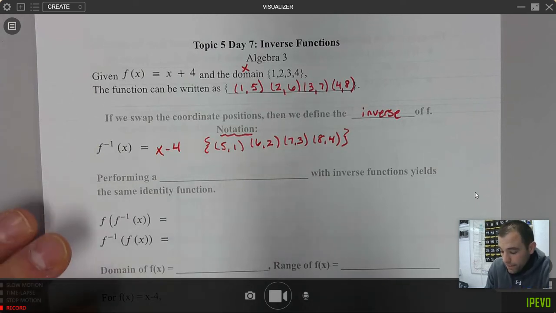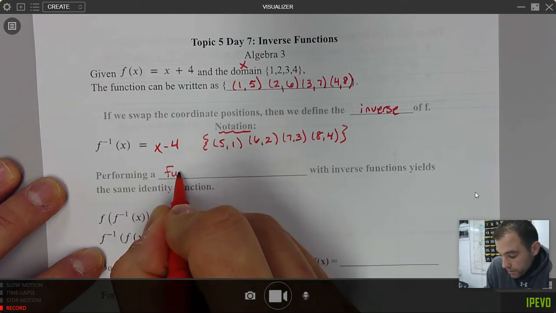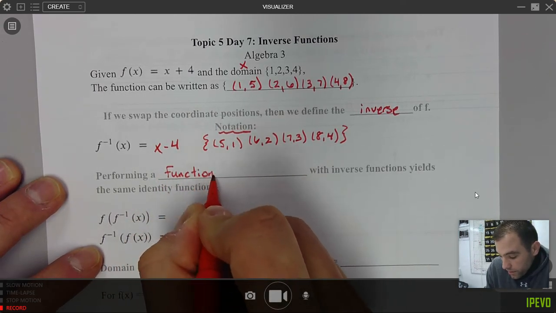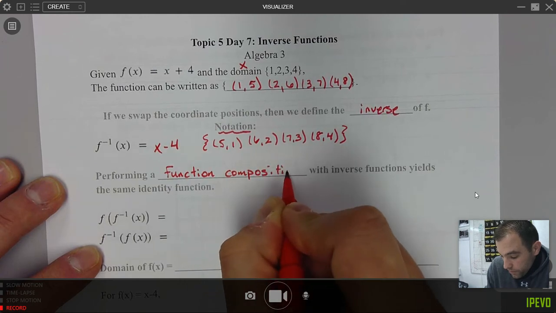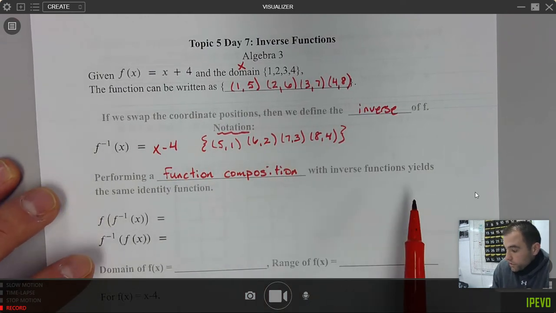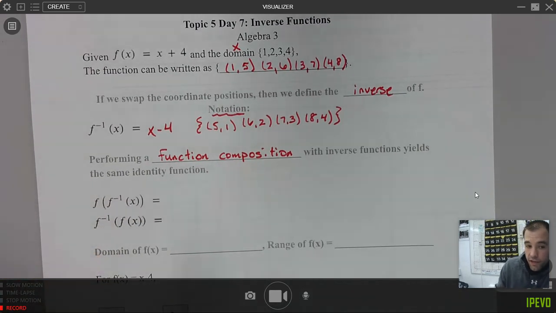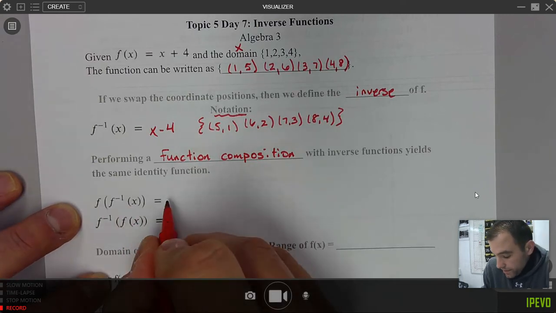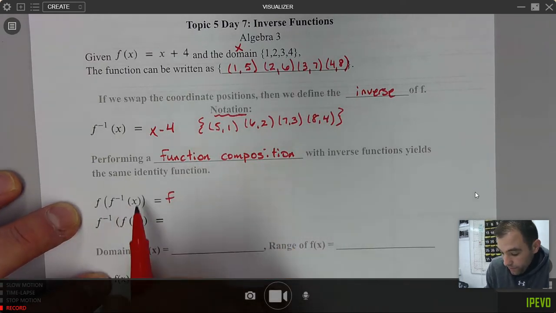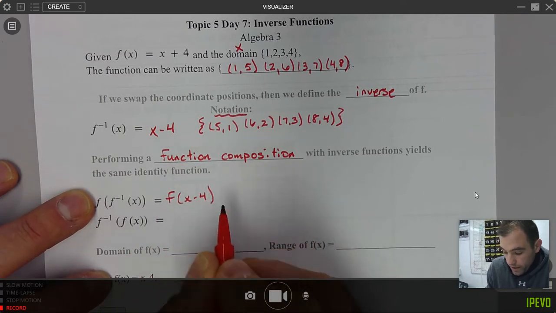Now, the same thing also applies when we perform a function composition, which we talked about last class in your video with Ms. Davenport. Composition with inverse functions yields the identity function. So if you take two things that are inverses and compose them, so if you take the inverse, which here was x minus 4, remember, we just substitute that in.